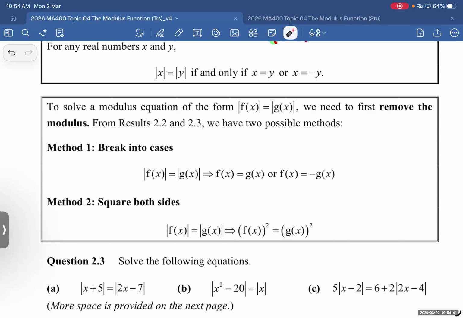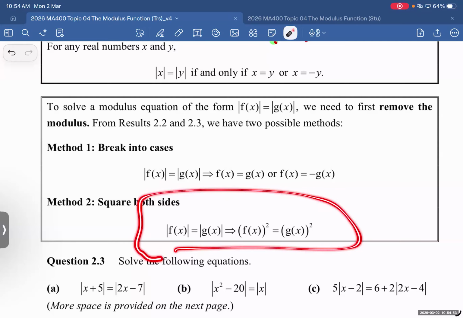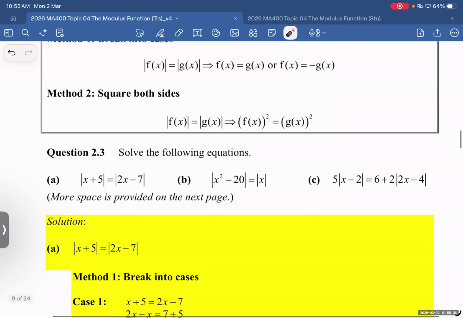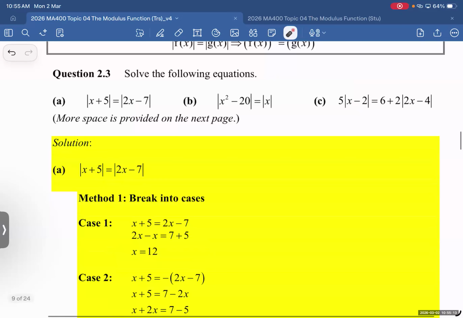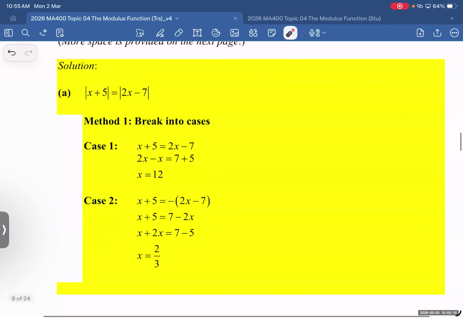Now, generally, when you square, you must take note that it's a very drastic operation. Sometimes after you square, the workings become very complicated. So generally, I try to avoid this unless I really have no choice. Does this work for 100% of the equations? No. If you look at 2.3c, you will see that you don't have to do this all the time. So for 2.3a, most of you did it with no issue. You break into two cases, and you get two answers.